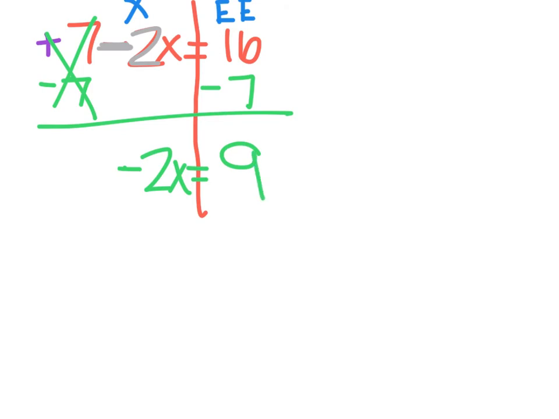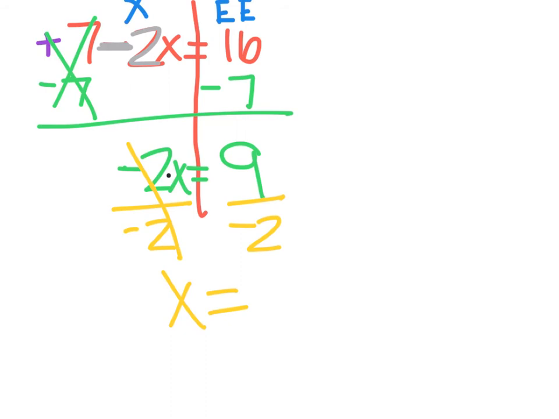So my final step to get rid of this negative 2, remember if a number and a letter are next to each other, they're being multiplied. The opposite of multiplication is to divide. Whatever I do to one side, I have to do to the other. A negative 2 divided by negative 2, these are going to cancel. I get x equals, well, 9 divided by negative 2 is going to be a decimal.